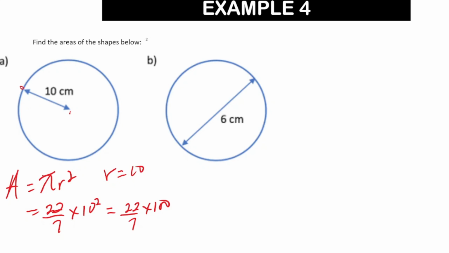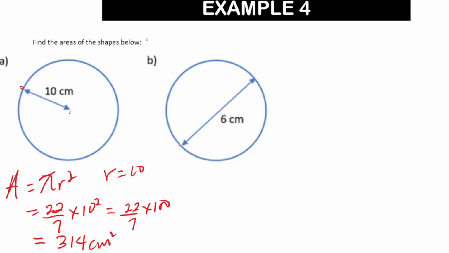So that will give us 314.28 centimeters squared, so that is going to be 314 centimeters squared. I hope this is clear. Now the next one is the second part.